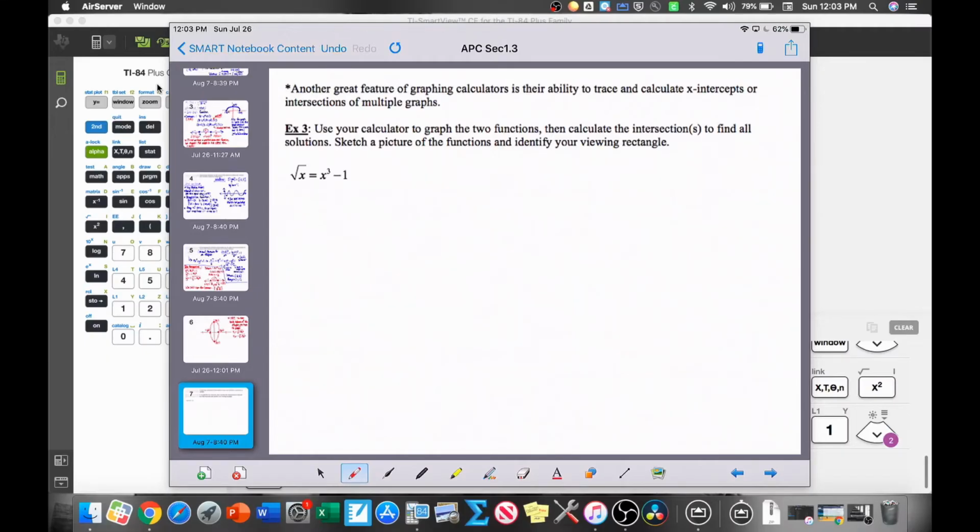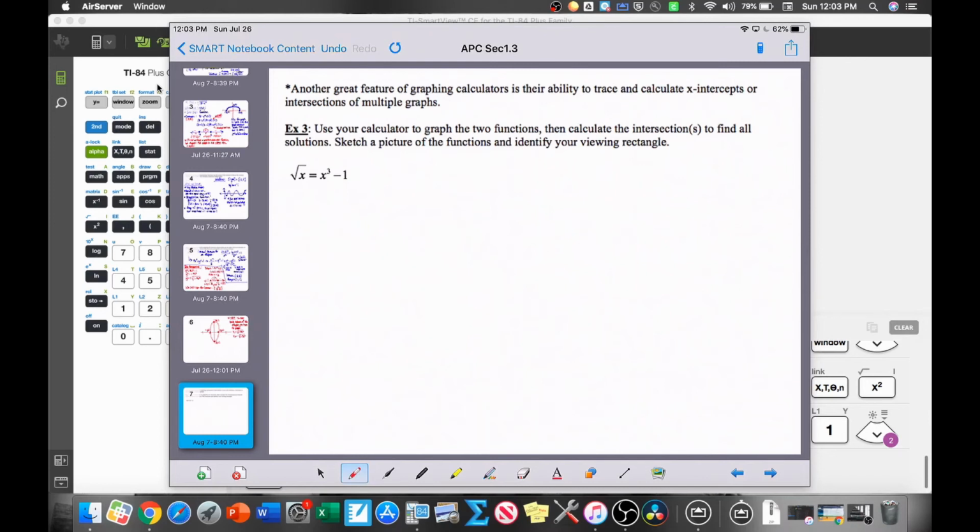Example 3 says, use your calculator to graph the two functions, then calculate the intersection, and it says intersections in parentheses because there may be more than one depending on the problem, to find all solutions. Sketch a picture of the functions and identify your viewing rectangle. All right, this is a great problem for me to be able to teach you something that is going to be so useful for the rest of the year in this course.